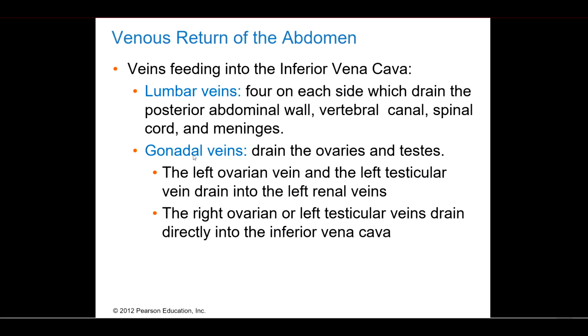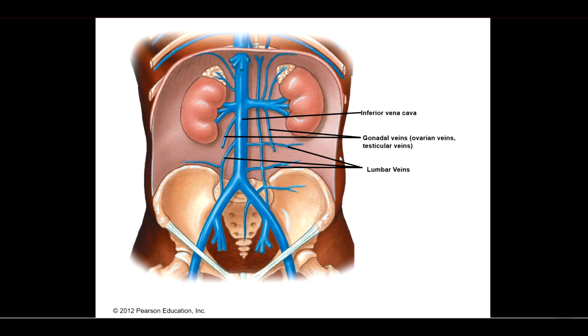Okay, so the gonadal veins, right? These drain basically the ovaries and the testes, and this is what I was talking about on the picture. The left ovarian vein and the left testicular vein don't go directly into the inferior vena cava. Instead, they drain into the left renal vein. The right ovarian or the right testicular vein drain directly into the right side of the inferior vena cava. Okay, so that's an important anatomical difference, right? For surgery purposes, for diagnostic imaging purposes, we need to know that.